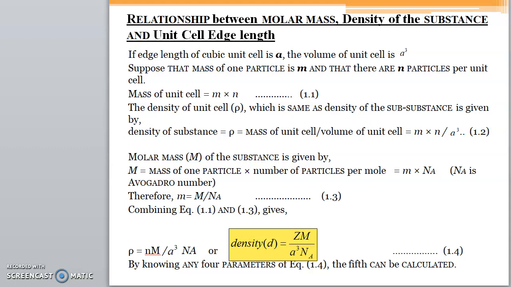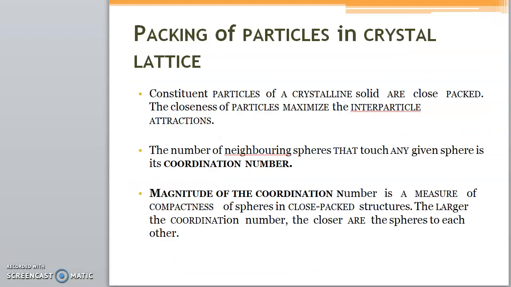We also looked at the relationship between molar mass, density of the substance, and unit cell edge length. So eventually we got this formula, a very very important formula: density d is equal to Z into capital M upon a cube into Na, where Z is the number of atoms in a cubic cell, multiplied by capital M, which is molar mass, upon a cube, where a is the edge length. Okay, and Na is the Avogadro's number, which we already know.